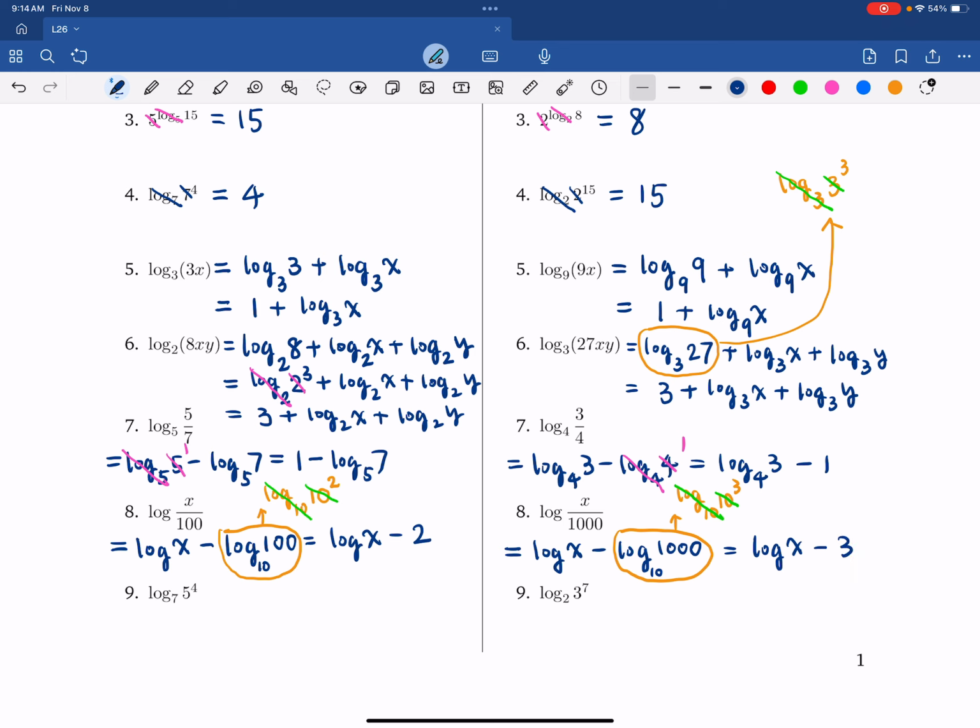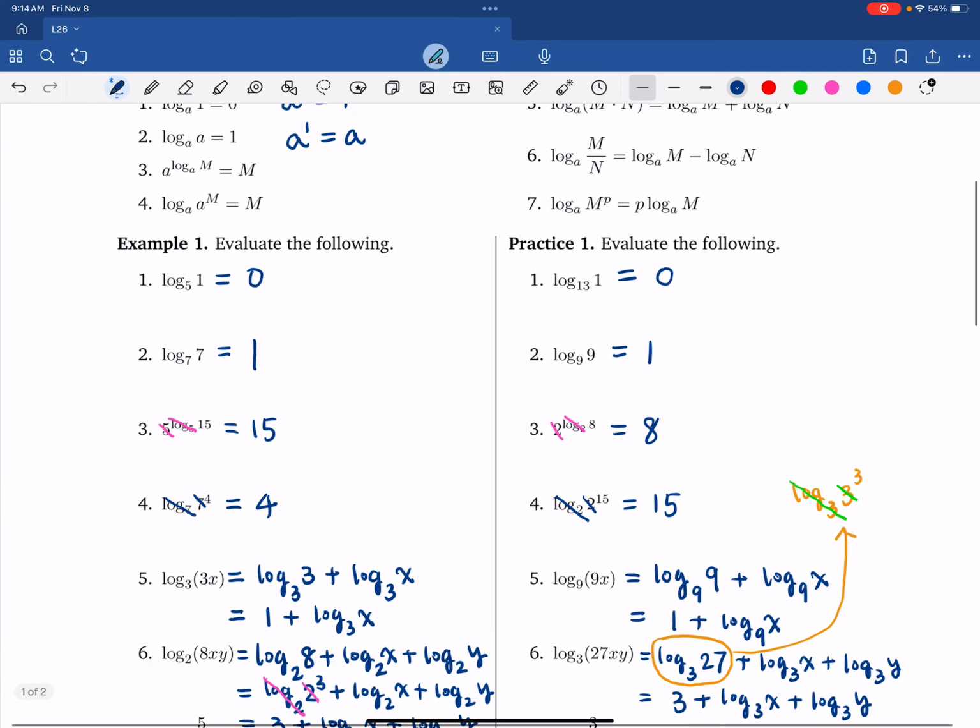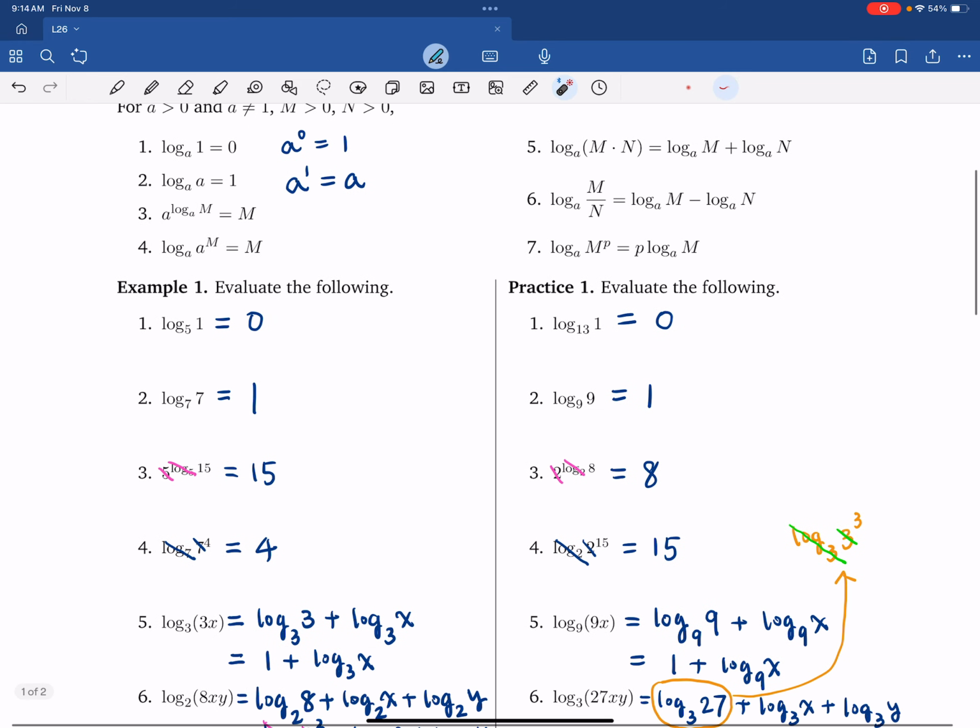Okay, number 9. Number 9 is log base 7 of 5 to the 4th. This one, we will use the last property on the first page. The last property on the first page talks about an exponent inside the log, but the exponent's base is different from the log base. So before, we have property number 4 right here, right? So these two, because they have the same base, log base a and exponents of a cancel out.